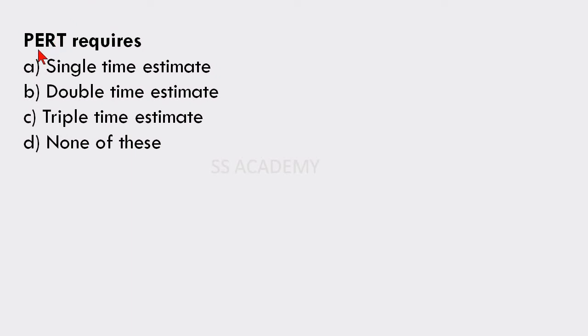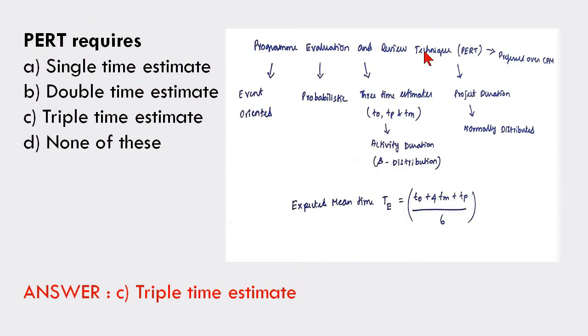Next question is, PERT requires single time estimate, double time estimates, triple time estimates, none of this. The answer is triple time estimates. PERT requires triple time estimates because PERT is event oriented, probabilistic in nature. It consists of 3 time estimates, that is T0, TP, TM: optimistic time, pessimistic time, and most likely time.